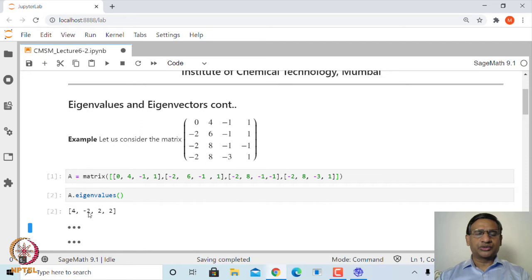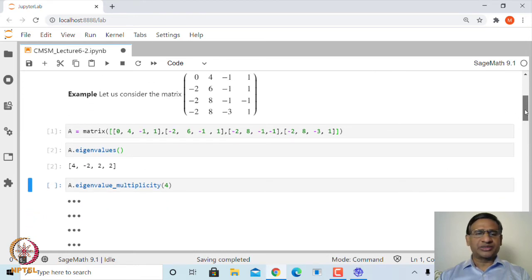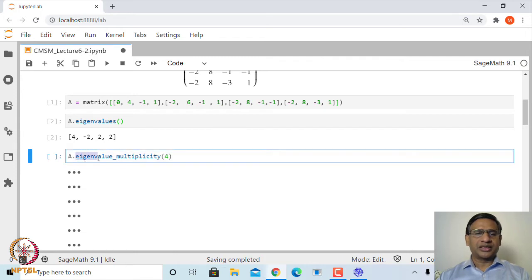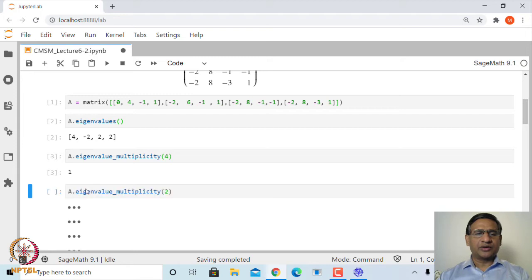So, 4 and minus 2 are appearing with algebraic multiplicity 1, and 2 has algebraic multiplicity 2. You can also find the algebraic multiplicity of any eigenvalue using the inbuilt method eigenvalue_multiplicity. So, for example, if I look at the algebraic multiplicity of 4, it should give me the answer 1. Similarly, if I look at the algebraic multiplicity of 2, it should give me 2.